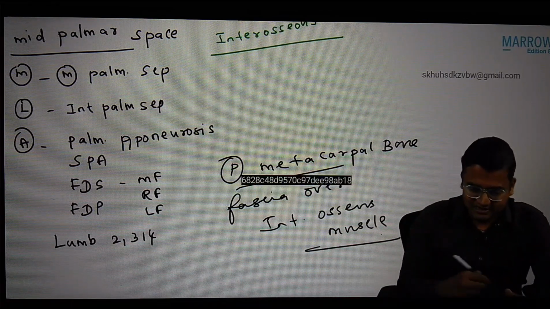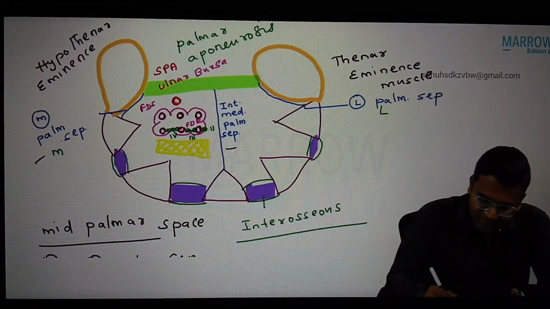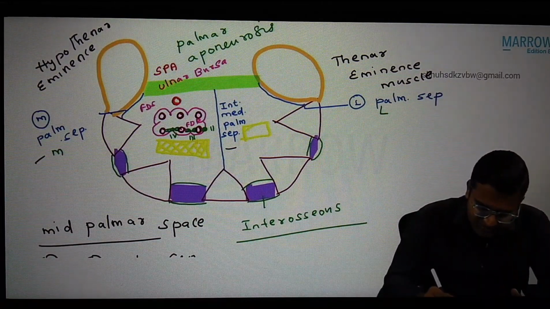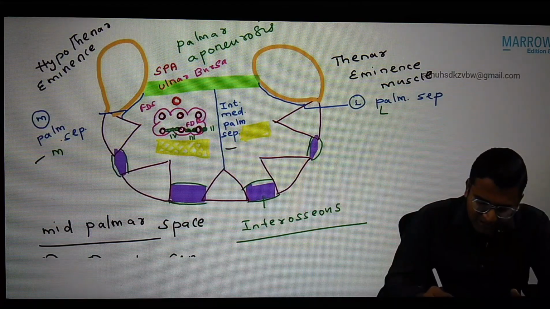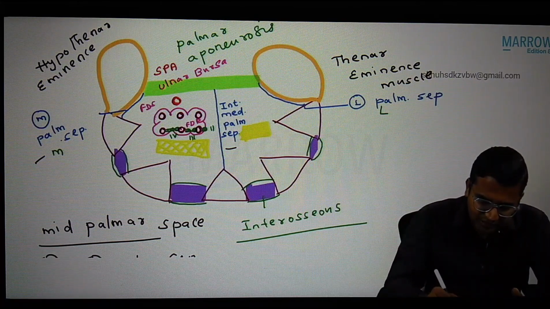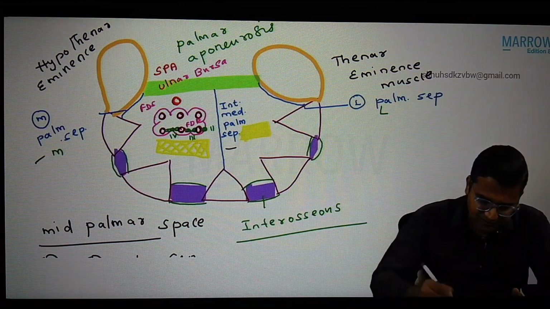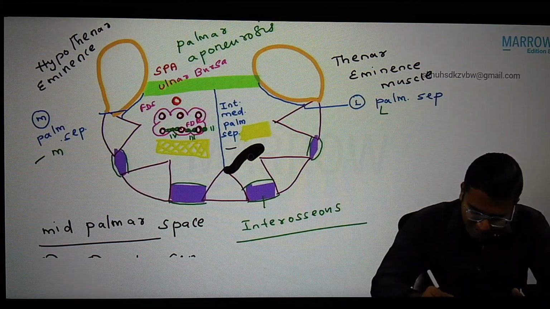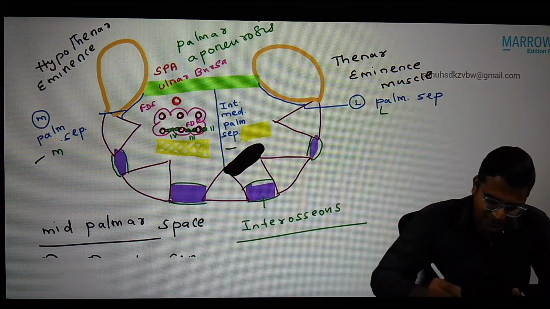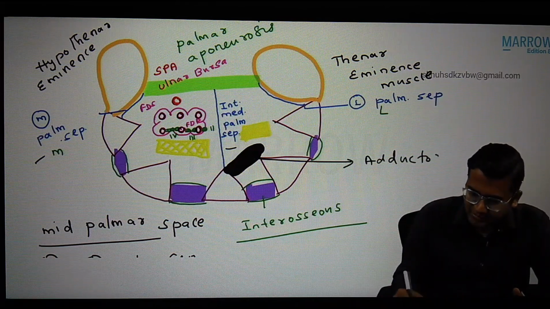Right. Now, see the thenar space. Here, this is our thenar space. Now, from the third metacarpal bone, one muscle will take origin. What muscle? That is our adductor pollicis muscle. The muscle you see here is our adductor pollicis muscle, which is taking origin from the third metacarpal bone. This is the adductor pollicis muscle.